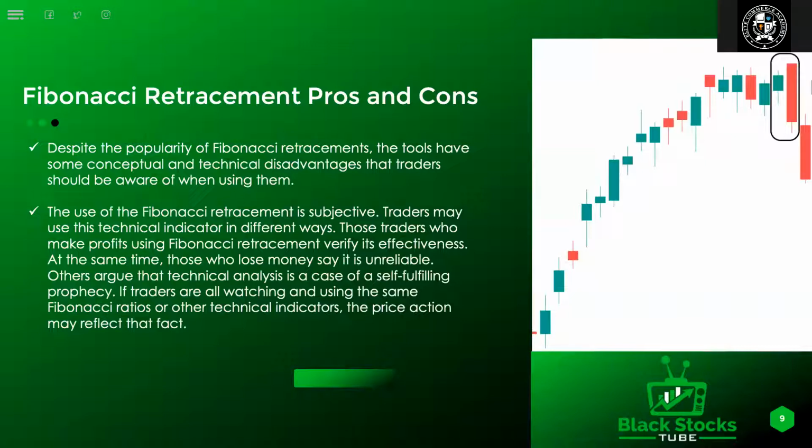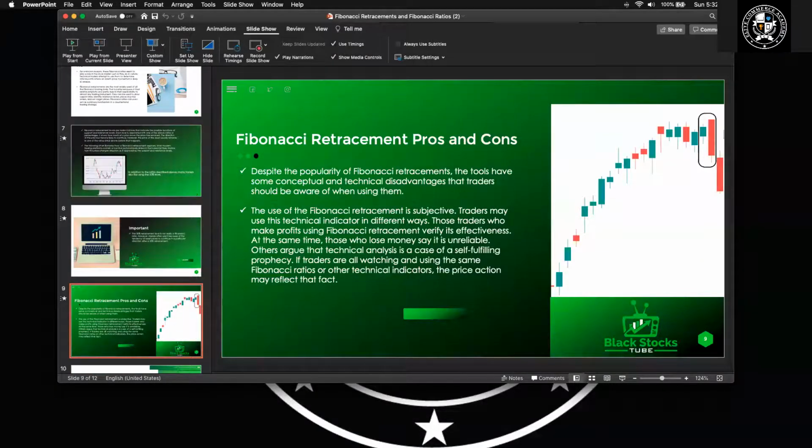If traders are all watching and using the same Fibonacci ratios or other technical indicators, the price action may reflect that fact. So basically what that's saying is, if everybody is using Fibonacci, then the price is going to reflect that way. So if there's a large majority of people using the Fibonacci retracement tools, setting their stop losses and their take profits, everybody's operating at the same level, then that just makes it even easier for you to make money. And that's why a lot of people like it, because if everybody is using it, then it's going to work.